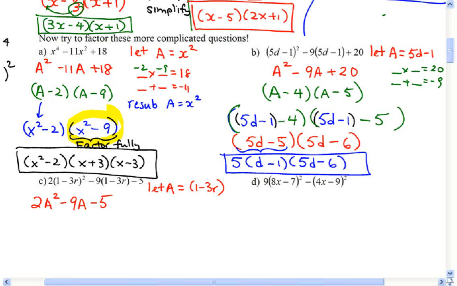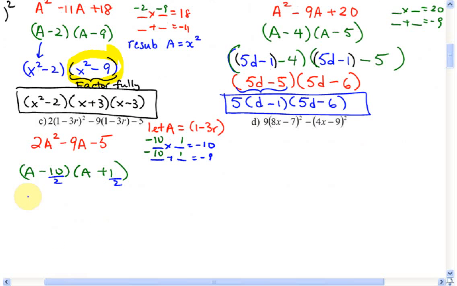Okay, let's do this. I will ask you to factor this. Two numbers that multiply to negative 10 and add to negative 9. This sounds familiar. I think it's 10 and 1 once again, right? So A minus 10, A plus 1. Don't forget to divide by 2. And if you simplify, I guess you get the following. I'm going to skip a step here. Agree? Good.